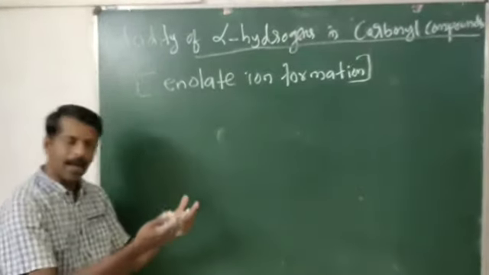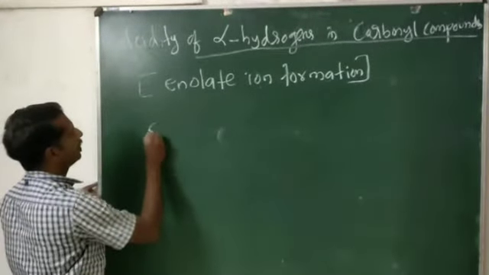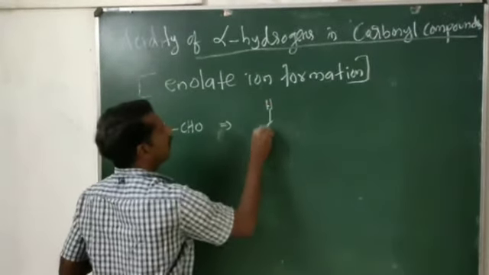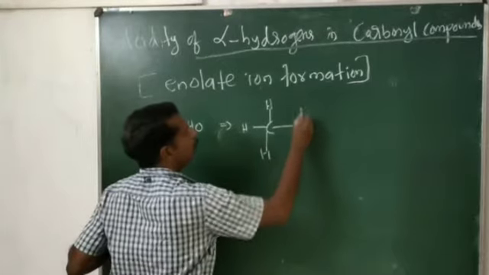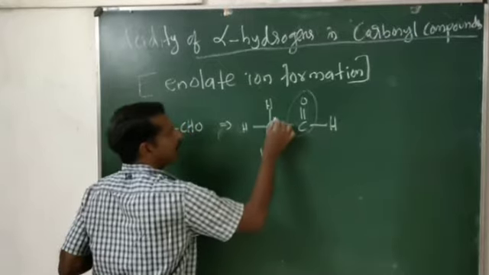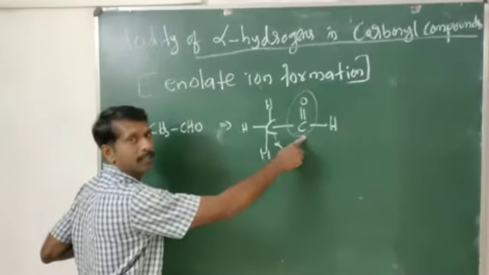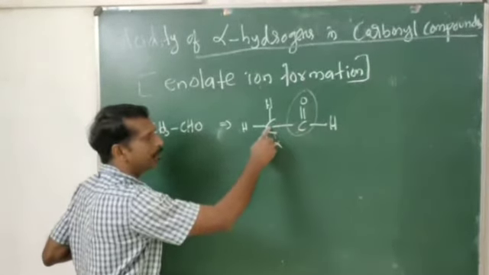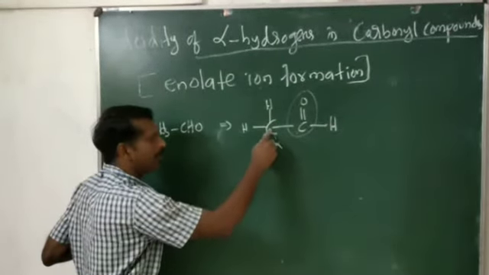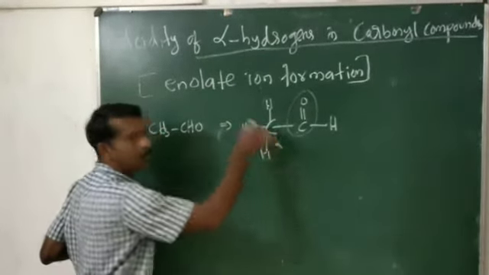What is meant by alpha hydrogen atom in carbonyl compound? If you take acetaldehyde, CH3CHO, what is the actual structure? CH3, C double bond O, H. So this is the carbonyl group. This carbonyl group is attached to a carbon. This carbon is the alpha carbon. The CO group is the carbonyl group, and the carbon attached to the carbonyl group is known as alpha carbon, and the hydrogen atoms present on this alpha carbon are alpha hydrogens. This is alpha hydrogen, this is alpha hydrogen, and this is also alpha hydrogen.